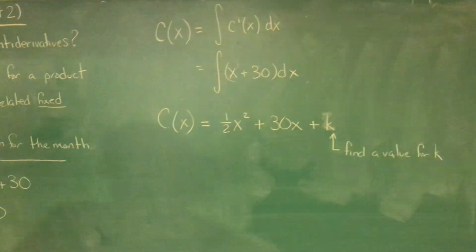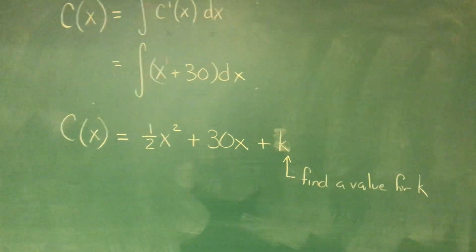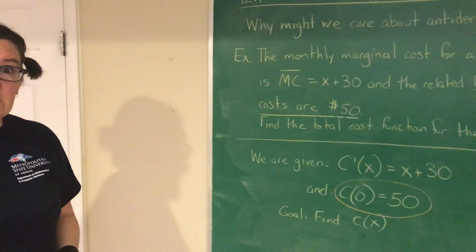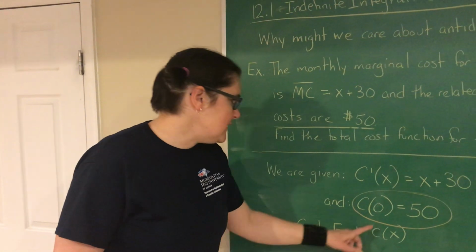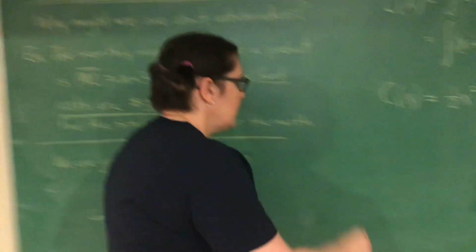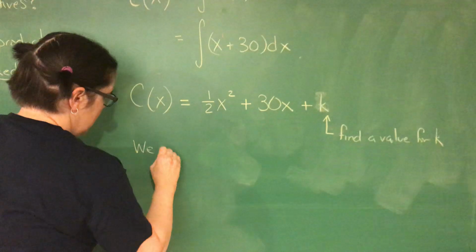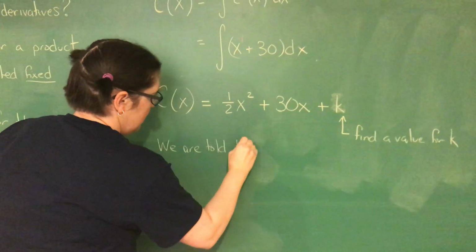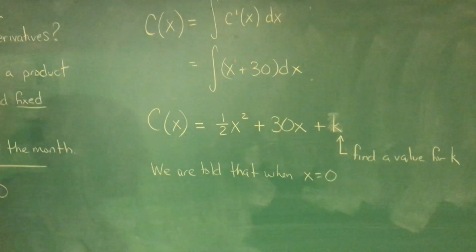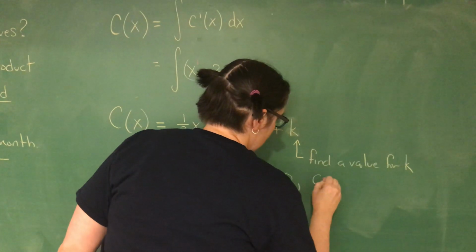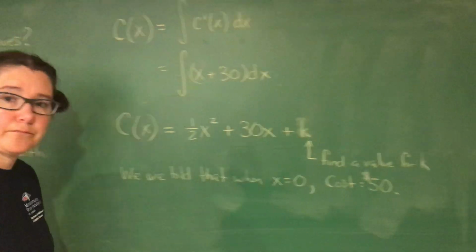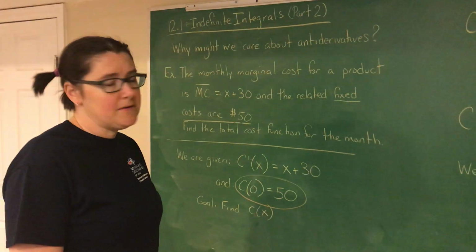And the way that we do that is we go back and we look over here and say, okay, what other information do I have? And the other piece of information that I have is that our fixed costs are $50. In other words, when the company produces 0 units, it still costs the company $50 per month. So we're told that when x is equal to 0, our costs are $50. So when we produce 0 units, the total cost is $50.